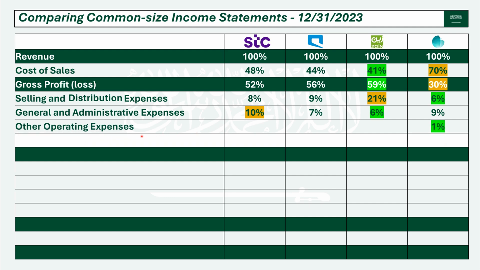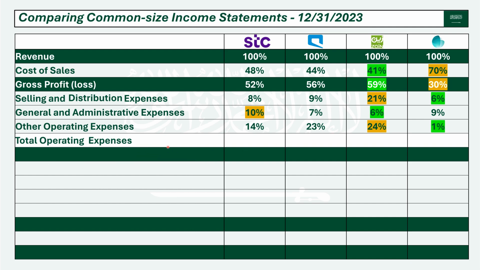Other operating expenses. The minimum and the first position is Go Telecom with 1%. In the second position we have STC with 14%. And in the third position we have Mobily with 23%, and finally Zain with 24%.